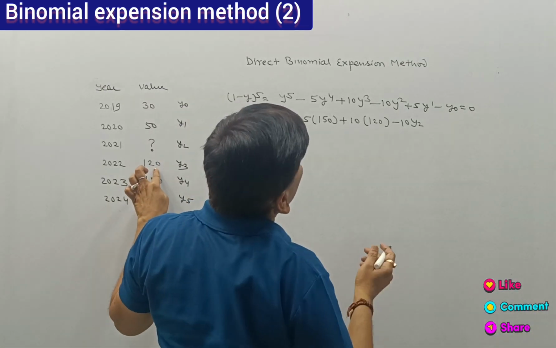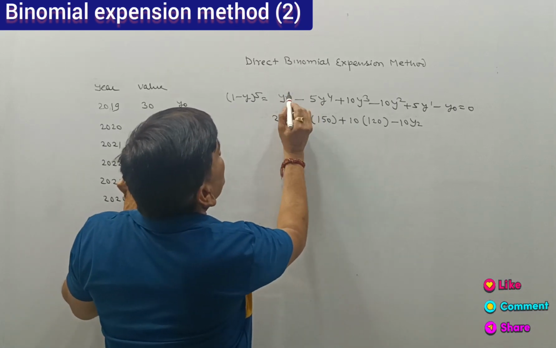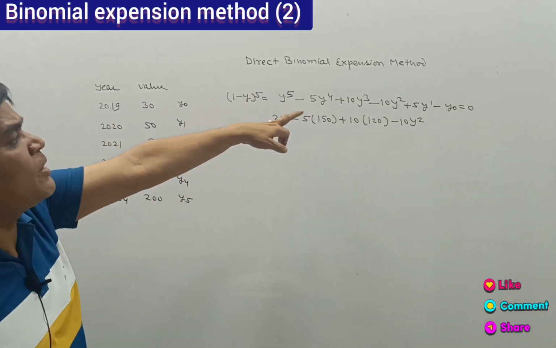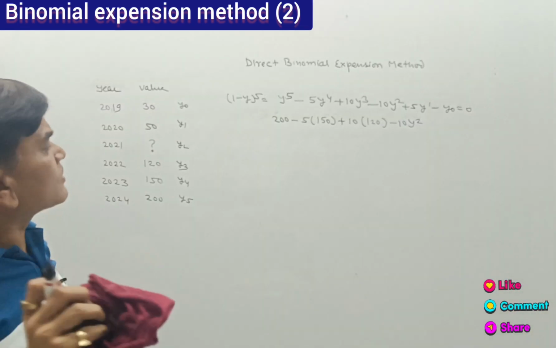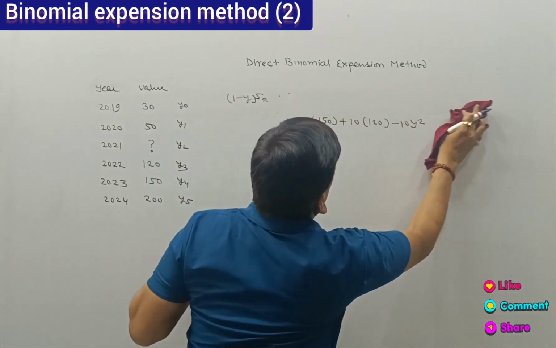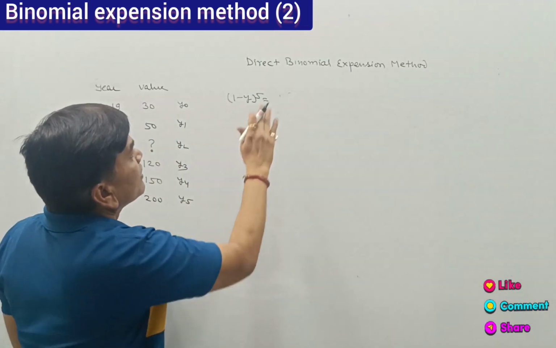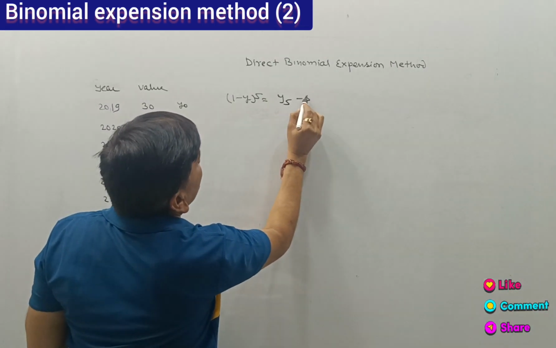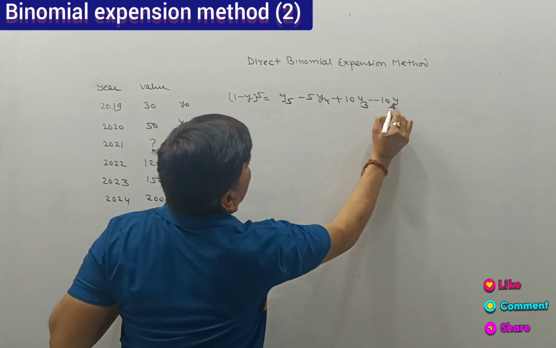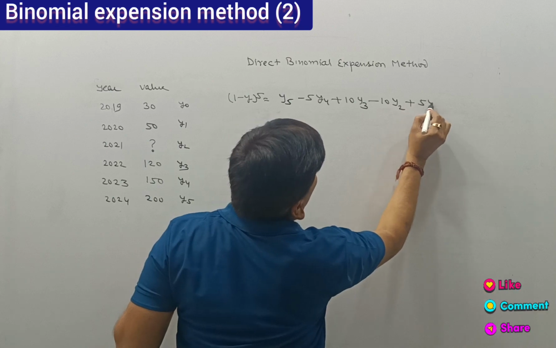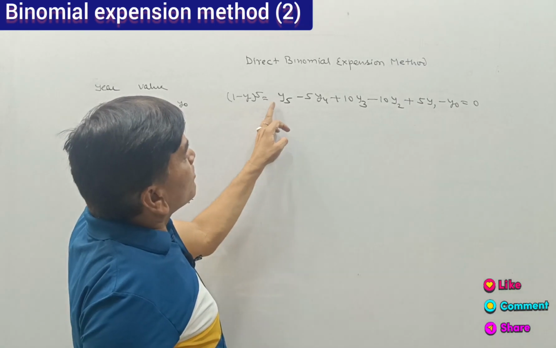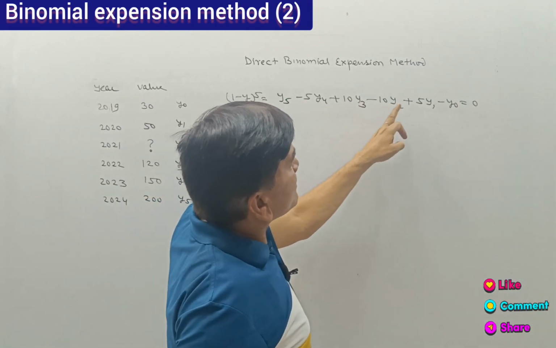We can write the formula in this form also, no problem at all. y2 is not given. We can write this formula in this form also. Firstly, let me explain: y5 minus 5y4 plus 10y3 minus 10y2 plus 5y1 minus y0 is equal to 0, with alternating plus and minus signs.